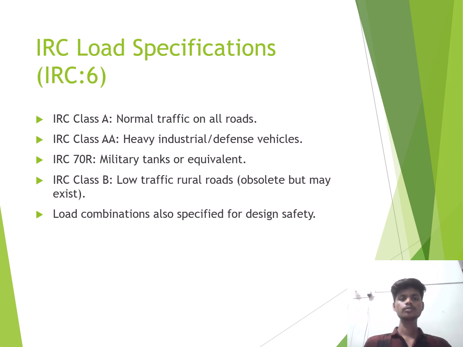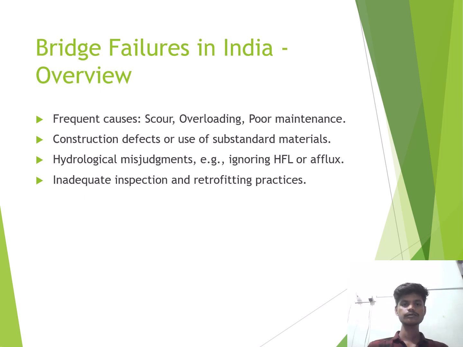Now IRC load specification. IRC 6, IRC Class A. There are various types of loading in the IRC classification. First one is IRC Class A, normal traffic on all roads. IRC Class double A, heavy industrial and defense vehicles. IRC 70R, military tanks or equivalent. IRC Class B, low traffic rural roads. A load combination is also specified for design safety.